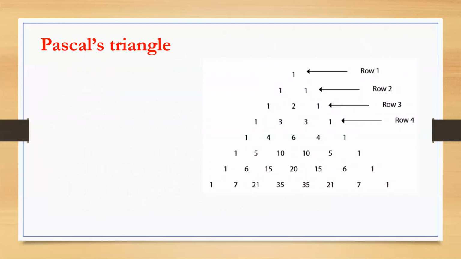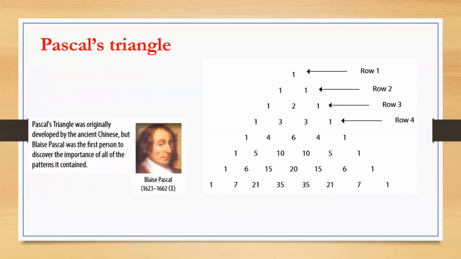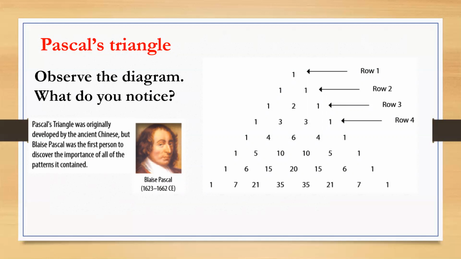Look at this diagram. This is the Pascal's triangle. In fact, the Pascal's triangle was originally developed by the ancient Chinese, but Blaise Pascal was the first person to discover the importance of all the different patterns it contained. So, observe this diagram. What do you notice?